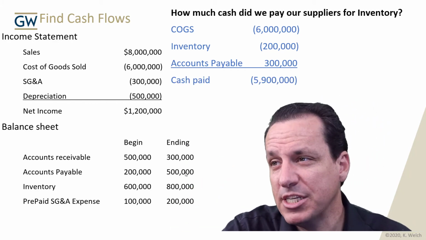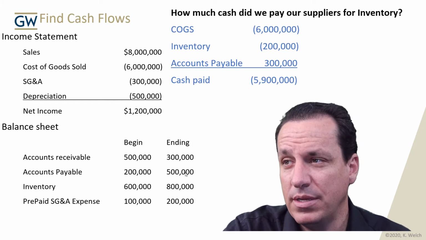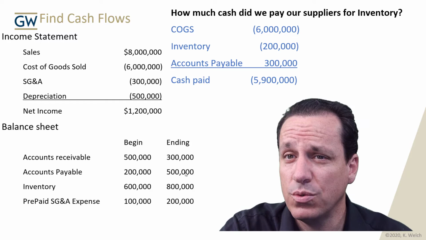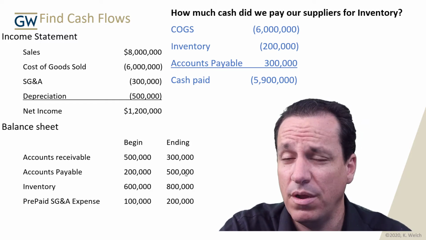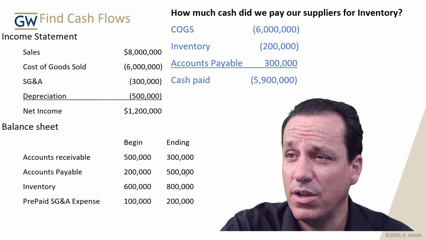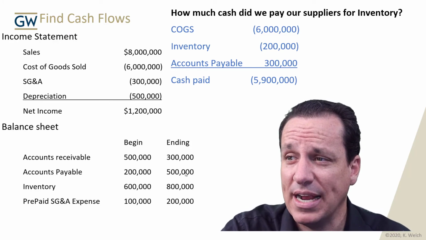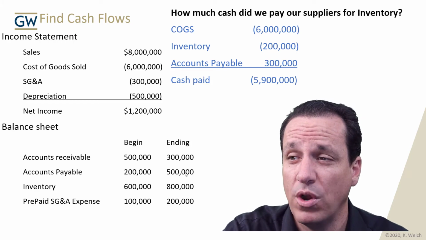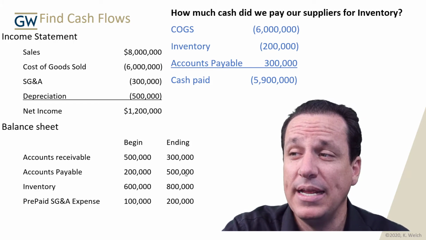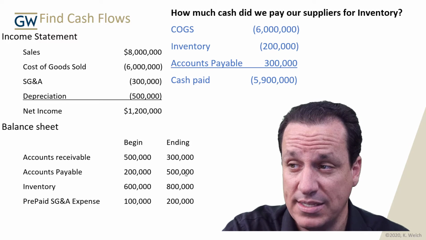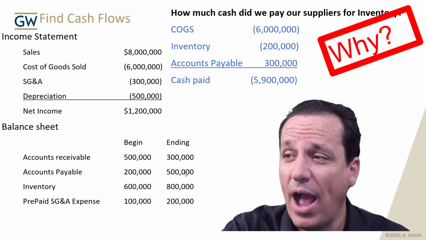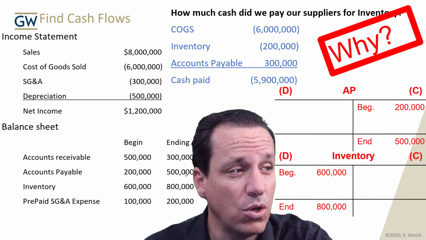So if we take the 6 million, we again subtract the 2 million and add the 3, because the 6 is reducing our net income number. This inventory number is also going to be a cash flow reduction, and then accounts payable will be a cash flow increase because we received more inventory on account. The cash paid is only 5.9 million, not 6. And so you have the same question: how does this work? Well, let's go through it.